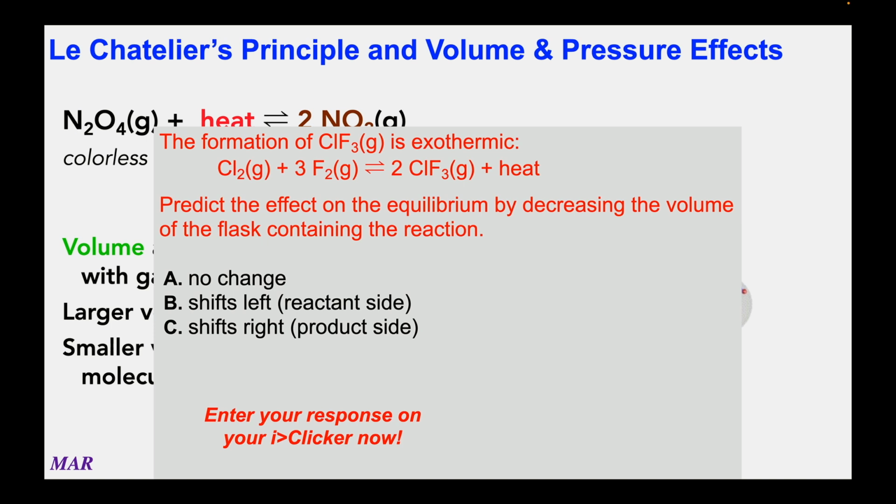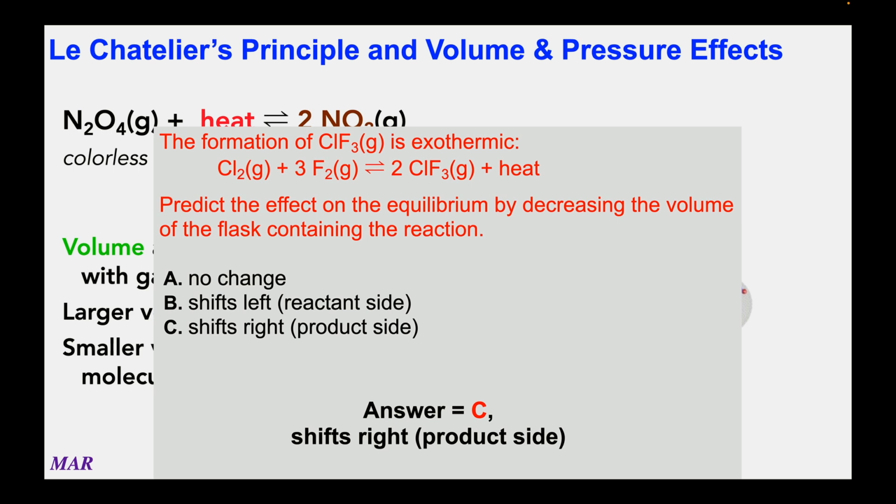So as you decrease the volume, the atoms don't have as much room to move around. And 4 moles will take up a lot more space than 2 moles on the product side. So as you decrease the volume, it should shift to the side with fewer molecules. And in this case, that's going to be the ClF3, the product. So we would say this is a shift to the right, a shift to the side with fewer molecules. Now, if you increase the volume, it would be the opposite.